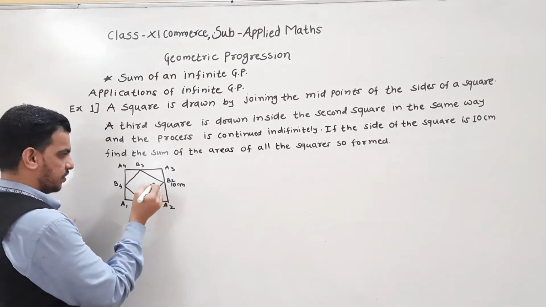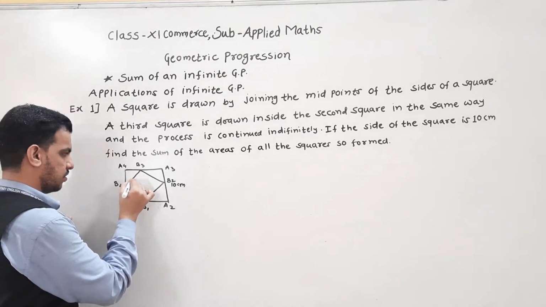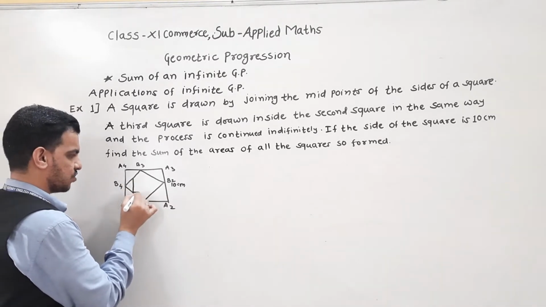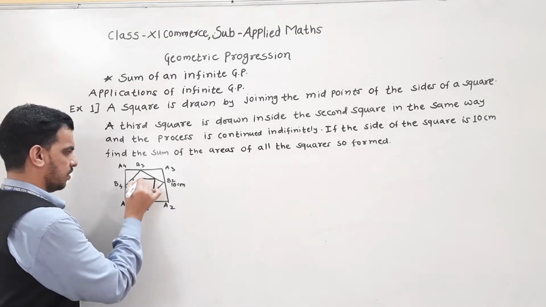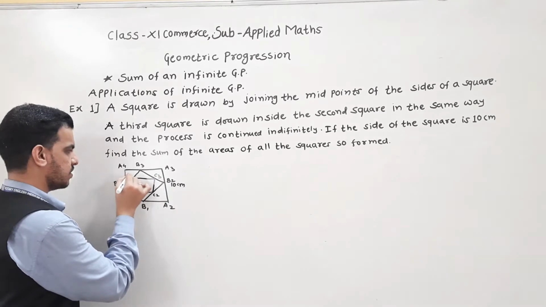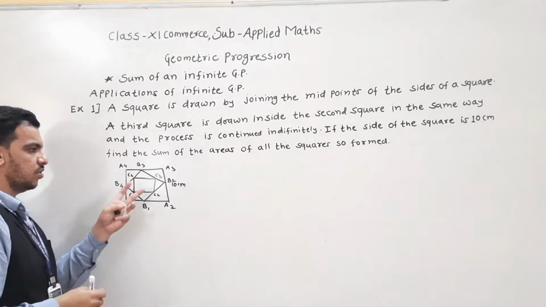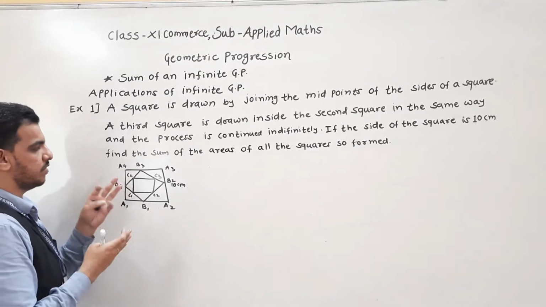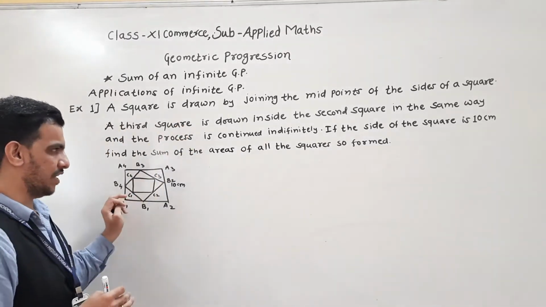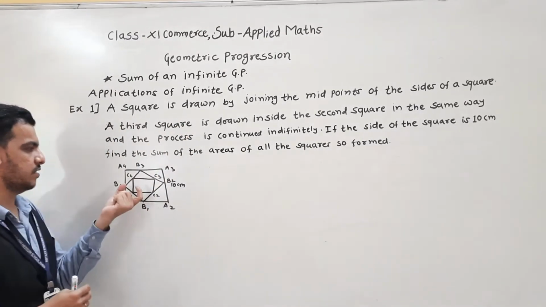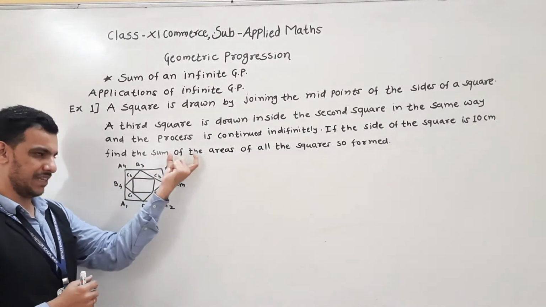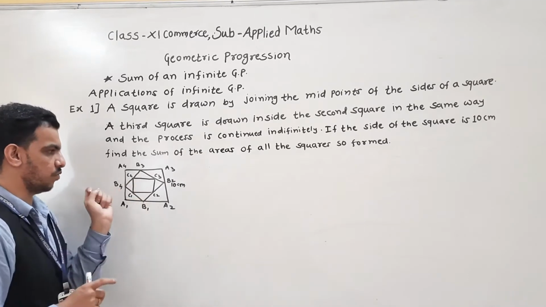So after that, third square we have to draw by joining the midpoints of this second square. We have to give here name C1, C2, C3, C4 and so on. So we have to draw a square by joining the midpoints of the previous square, and this process continues indefinitely, and we have to find the sum of the areas of all the squares so formed.